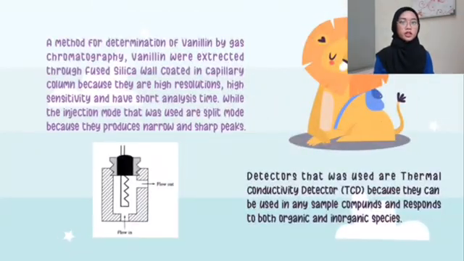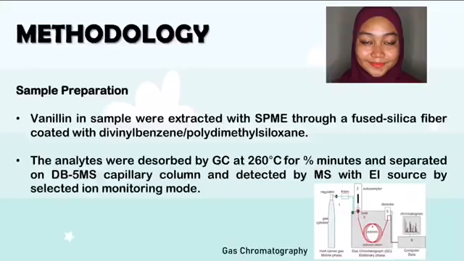In a method for determination of vanillin by gas chromatography, vanillin was extracted through a fused silica wall coated capillary column because it has high resolution, high sensitivity, and short analysis time, while the injection mode used is split mode because it produces narrow and sharp peaks. The detector used is the thermal conductivity detector, or TCD, because it can be used for any sample compounds and responds to both organic and inorganic.